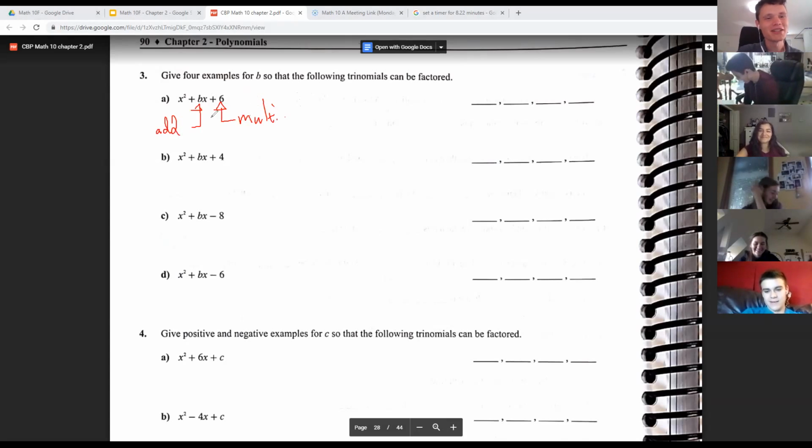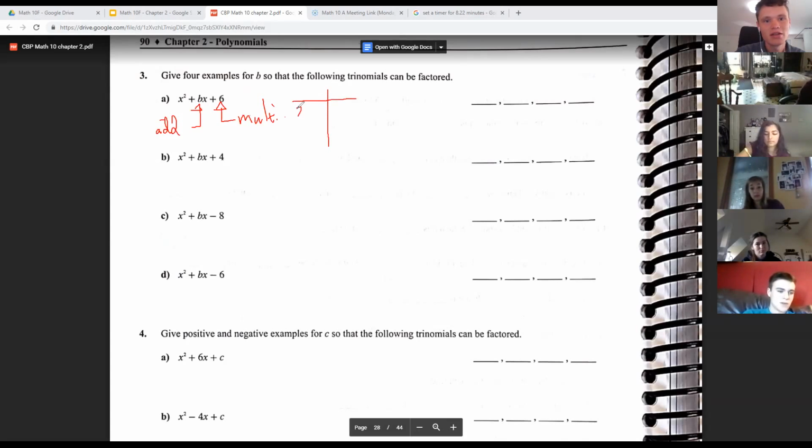All right, so we're looking for 2 numbers that multiply to 6 and add to something. We want to figure out what are some options for this B value we could come up with. So let's start by thinking about numbers that multiply to 6. Well, it could be 2 times 3, right? If we add those together, we have 2 plus 3 is 5. And so if this B was 5, this would be a factorable trinomial.